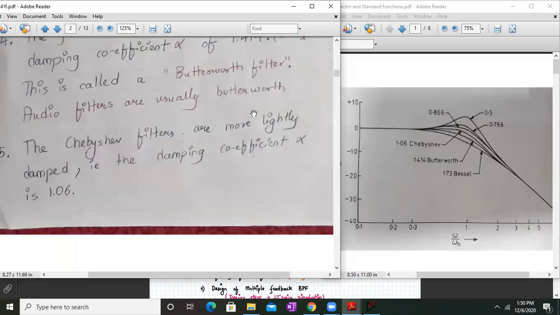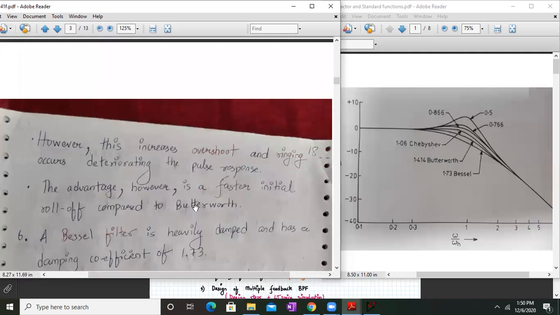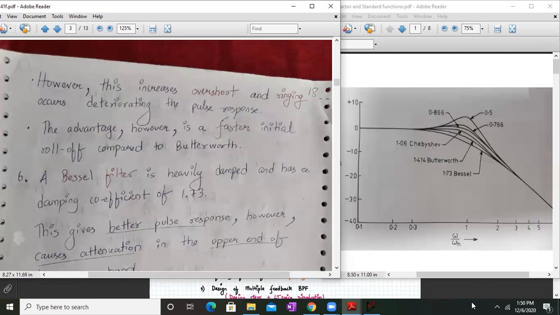Now the Chebyshev filters are more lightly damped, and the damping ratio is around 1.06. So next preferred is Chebyshev filters. However, this increases the overshoot and the ringing, deteriorating the pulse response. The main advantage, however, is a faster initial roll off compared to the Butterworth.